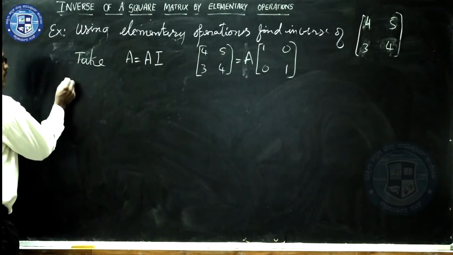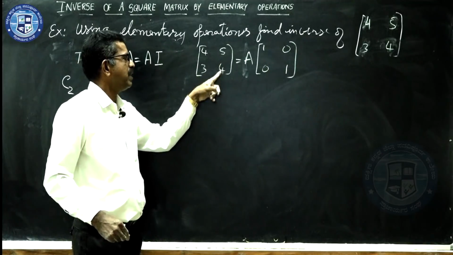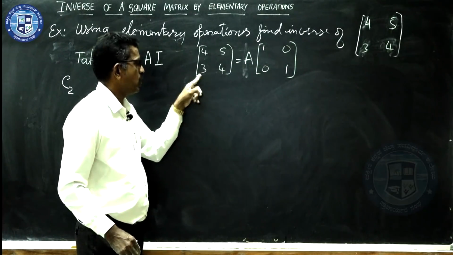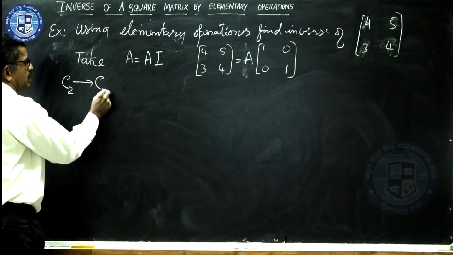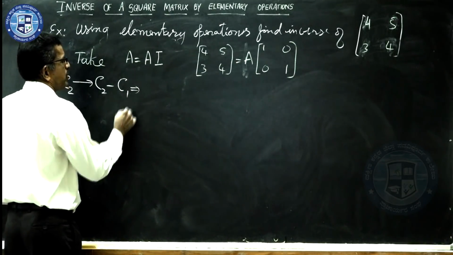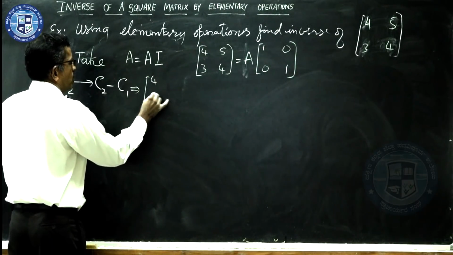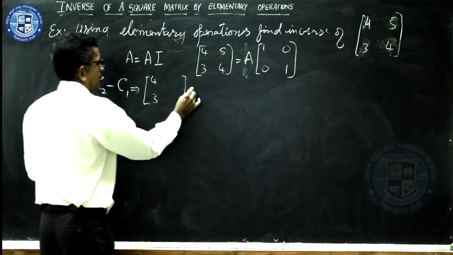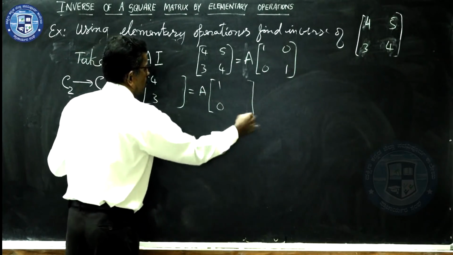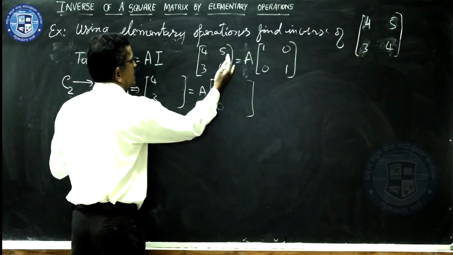It is nothing but the second column. In order to make this an identity matrix, I will make this element 1. How can it be made 1? To make this 1, I subtract the first column from the second column. Since the first column will not be changed, I will write the first column as it is. The second column will be transformed. A into first column, no changes, 1, 0. Second column minus first column, this minus this.